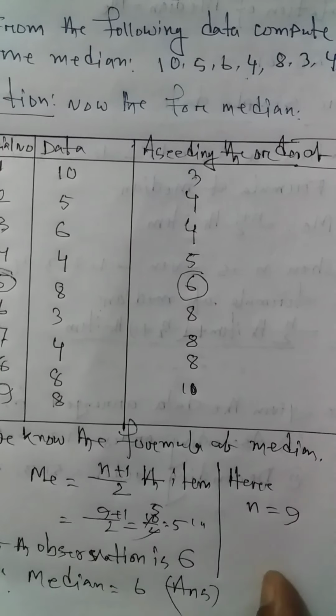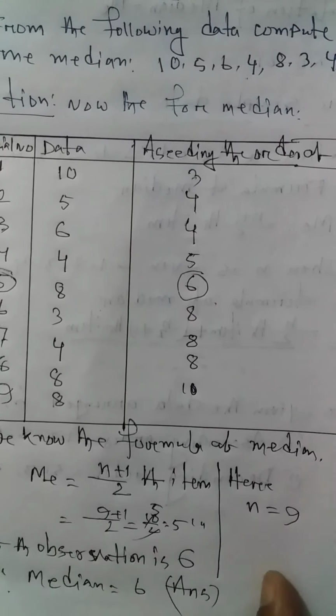At first, write the serial number and the given data, then arrange it in ascending order. Ascending means from lower to upper values. Then we write the formula: the fifth item. The fifth item: 1, 2, 3, 4, 5. The fifth item is 6. So the median is equal to 6. That is the way to find the median for the question of an odd number of simple data.